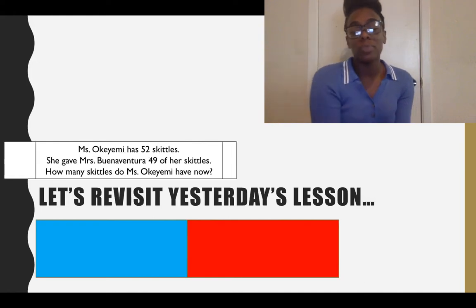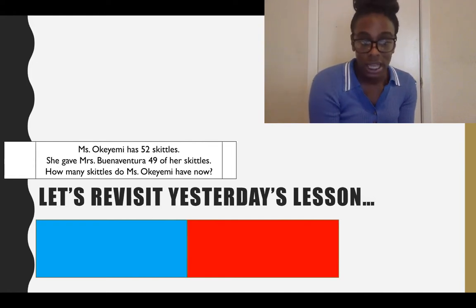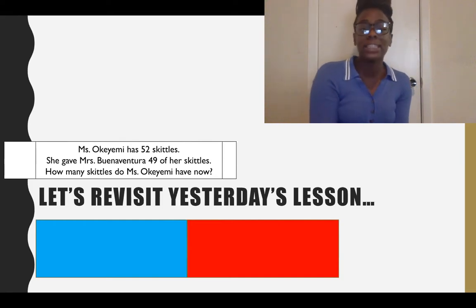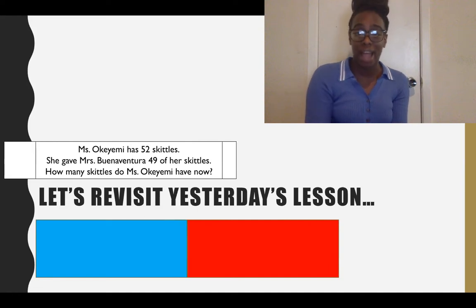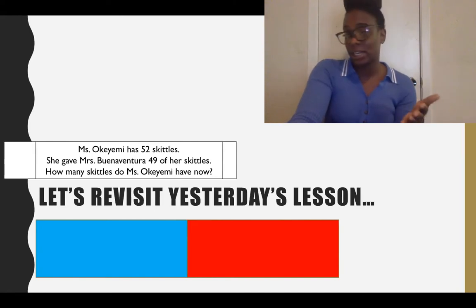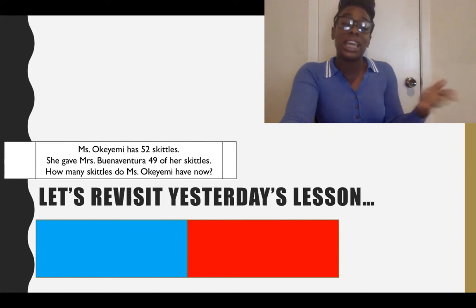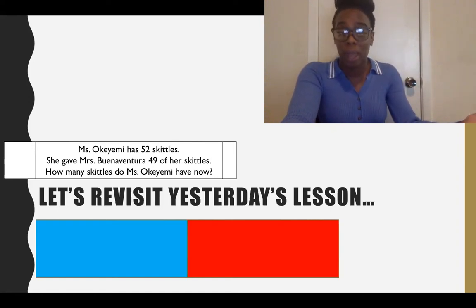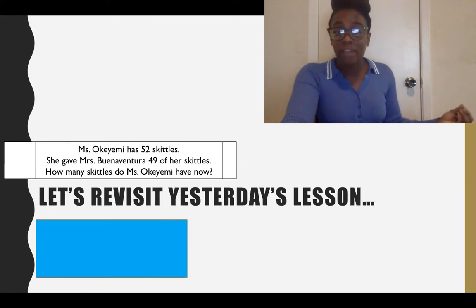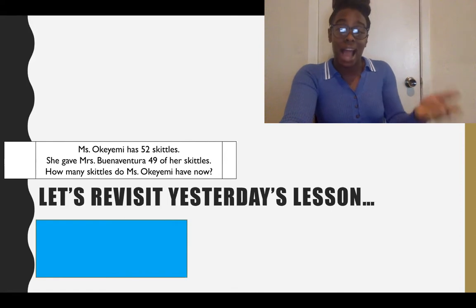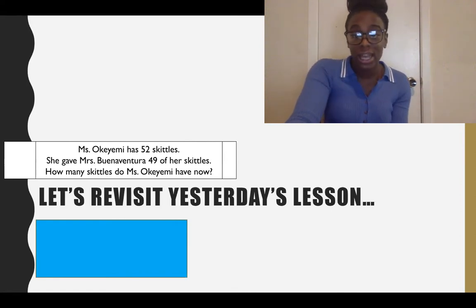What about this problem? Miss Okayemi has 52 Skittles. She gave Mrs. Benaventura 49 of her Skittles. How many Skittles does Miss Okayemi have now? In this one, Miss Okayemi gave away Skittles. So did she increase or decrease in Skittles? She decreased because she gave some away. So I had to take away 49 from the 52 I already had. So the operation I'm using for this problem is subtraction, and my number sentence is 52 minus 49.